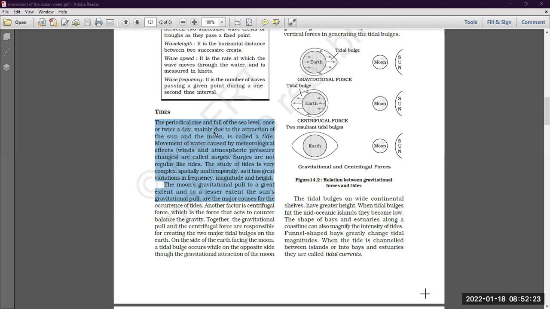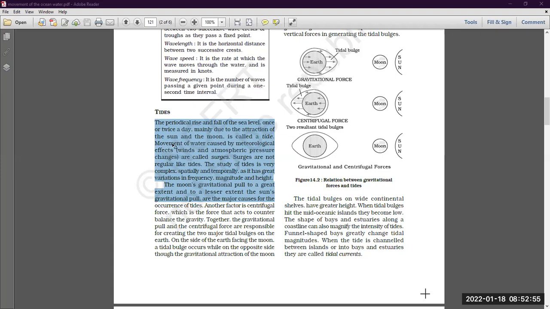So the periodic rise and fall of the sea level once or twice a day, mainly due to the attraction of the sun and the moon, is called the tide. Tide is the vertical motion of the oceanic water. It comes periodically. It is the rise and fall of the sea level once or twice a day, and the forces responsible for it are the attraction of the sun and the moon, which is gravitational force. So up to here, these three lines should be clear to you.